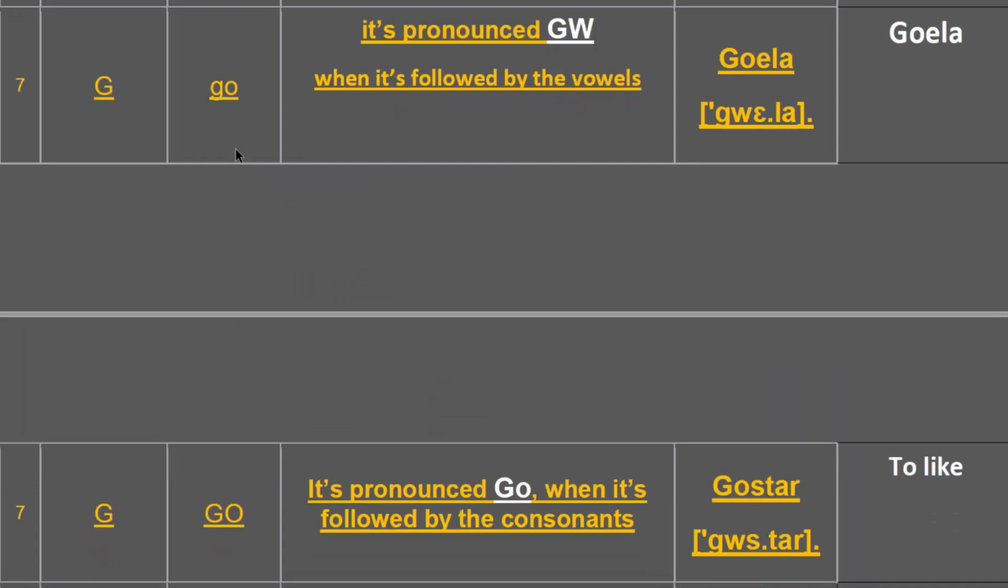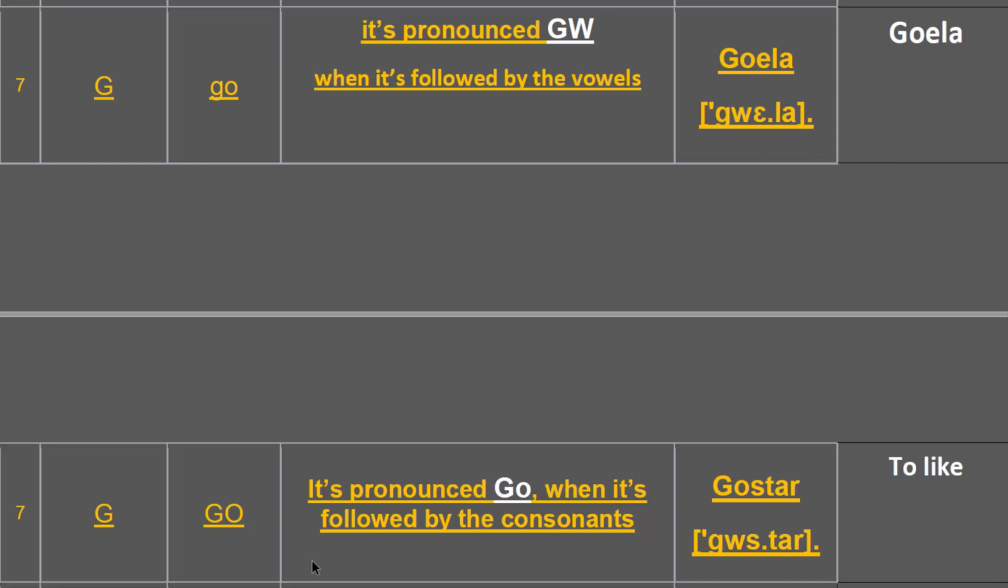The digraph GO. Here letter O is pronounced as W, when it's followed by all the vowels. The example that we have here is the word throat, which means "goela". As you see here, letter O is pronounced as W, "guela".